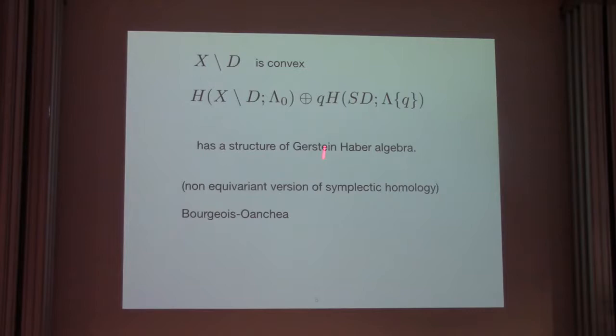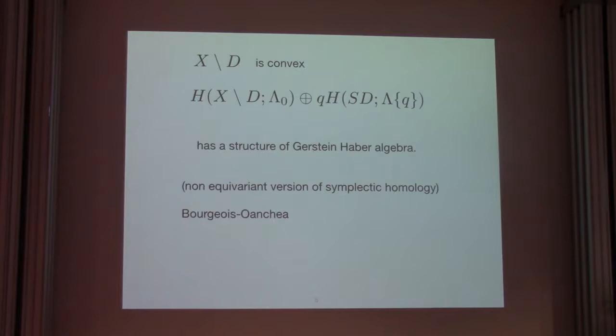Anyway, so now I want to say that Bourgeois, Ekholm and Oancea do this business in order to define this structure. There should also be a differential in general on this, something related to what I mentioned. So maybe more precisely a differential Gerstenhaber algebra. So what is known in this case is called symplectic homology.